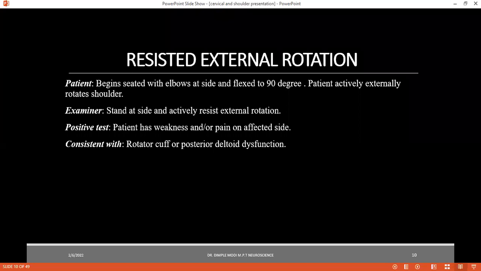Then the resisted external rotation: make the patient sit in the 90-90 position, elbow touching your thorax, and ask the patient to do external rotation and you have to resist it. If there is pain or weakness, there is a rotator cuff or posterior deltoid dysfunction.